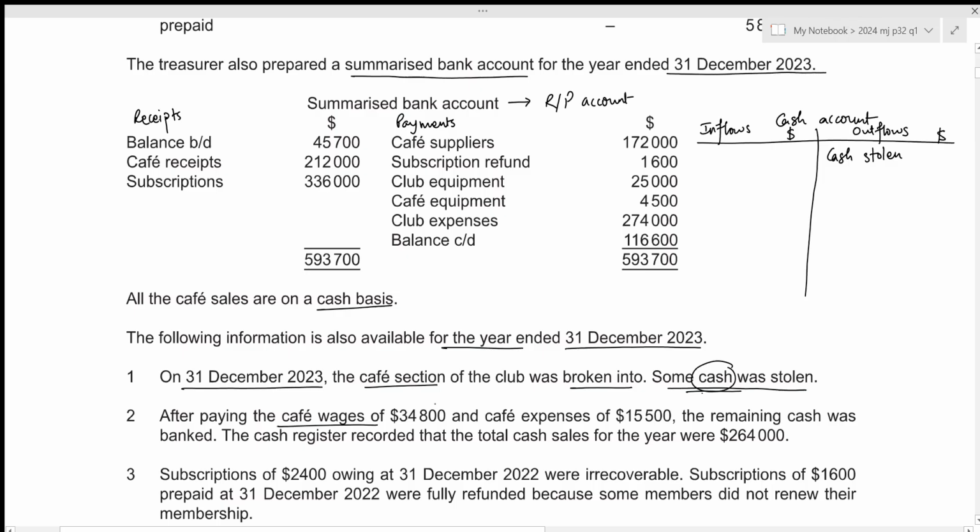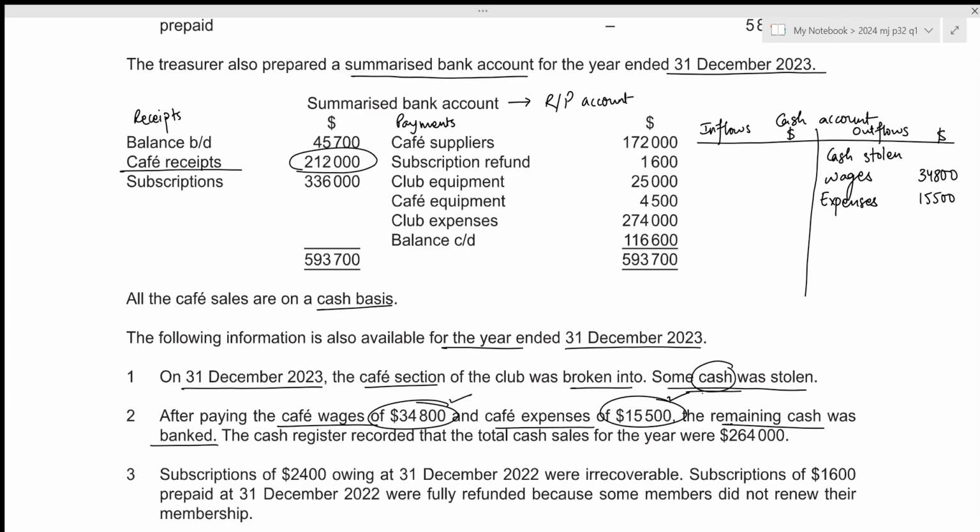Then after paying the cafe wages of 34,800 and cafe expenses of 15,500, the remaining cash was banked. All of these were paid in cash. So the cafe wages will act as our cash outflow, which we have to record on the credit side. So the wages of 34,800 and then the cafe expenses of 15,500. Then the remaining cash was banked. So in this case, we have the cafe receipts right here. So this 212,000 was now deposited into the bank account. So for the bank account, this will act as an inflow, whereas for the cash account, this will act as an outflow. So we need to record this on the credit side. We can write this as bank, and the amount will be 212,000.